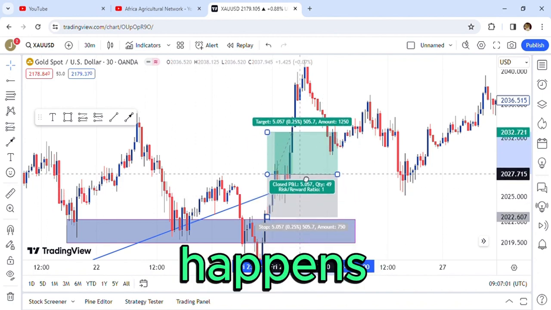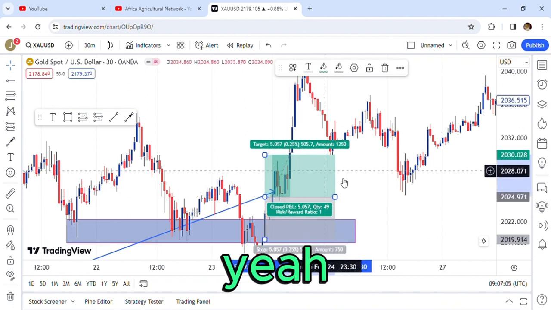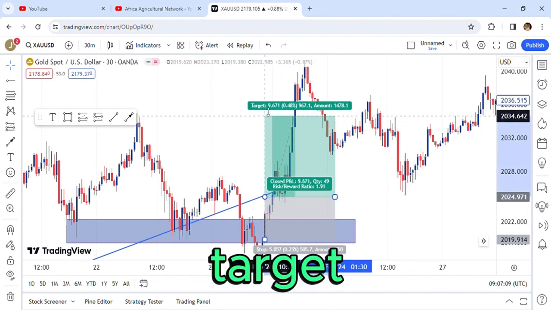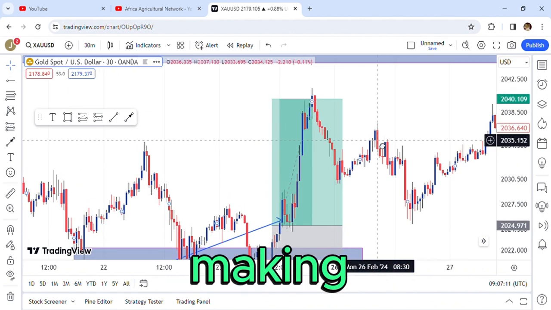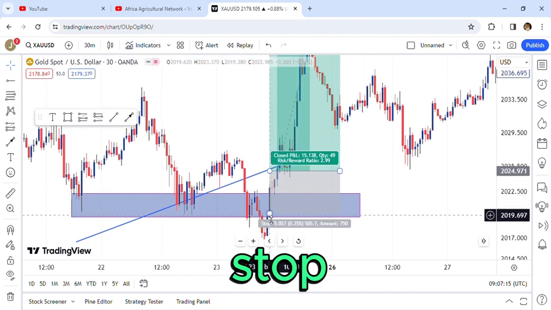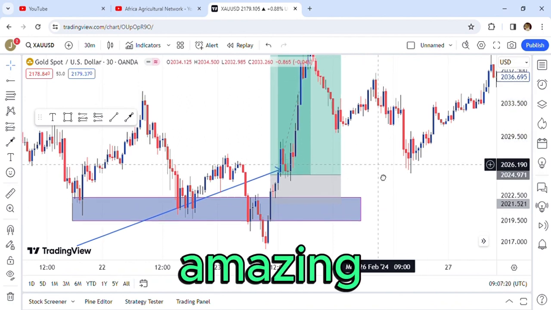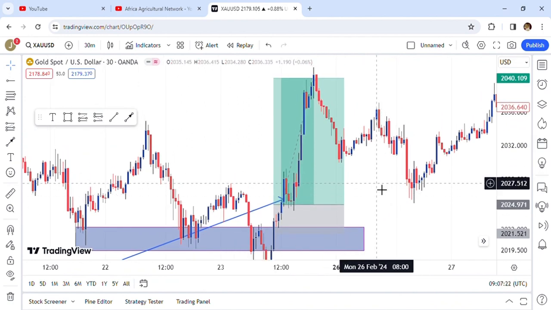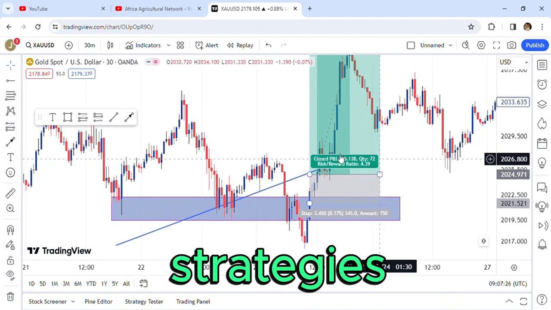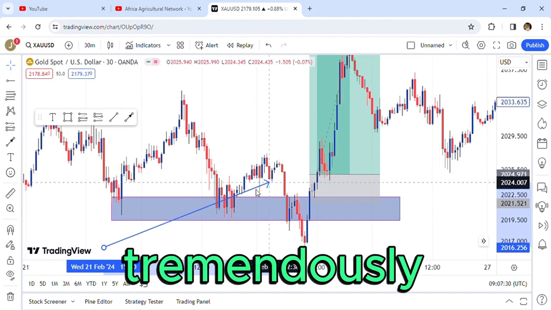Once it happens, you're good enough to have a bullish pin bar right over here. You can place your trades from right over here and target all the way up, making yourself 151 pips with a stop loss of 32 pips. How amazing that is! So this is one of the strategies I use. The head and shoulder pattern really works for me tremendously well.